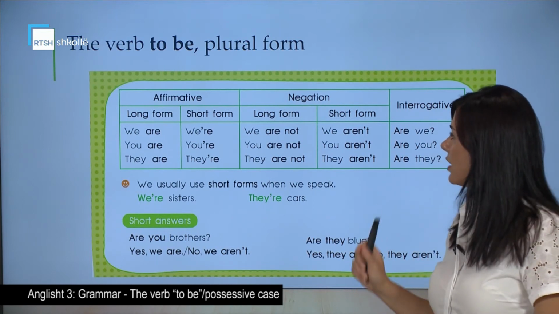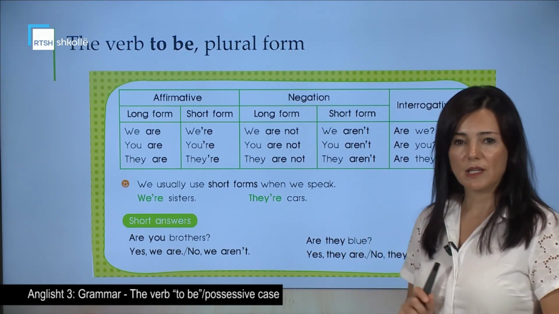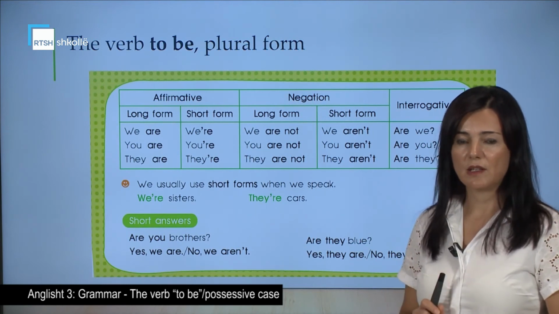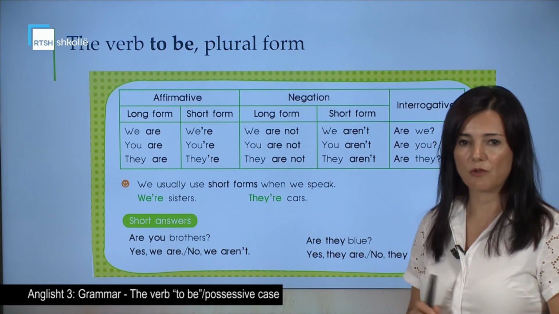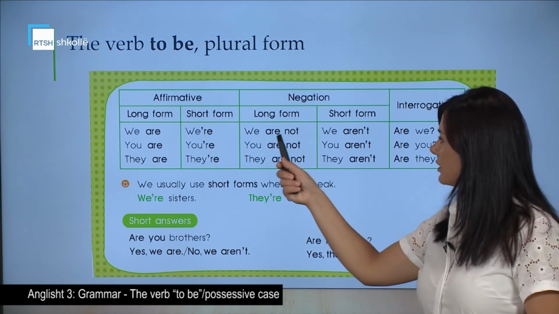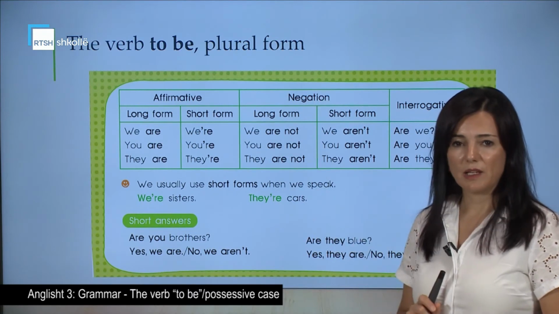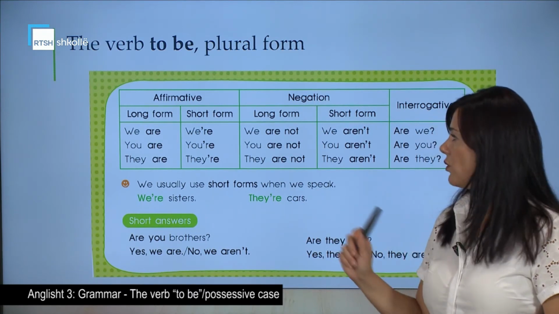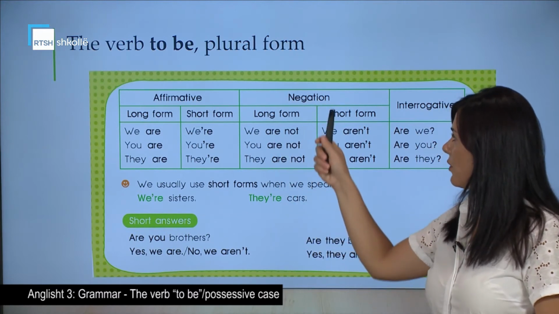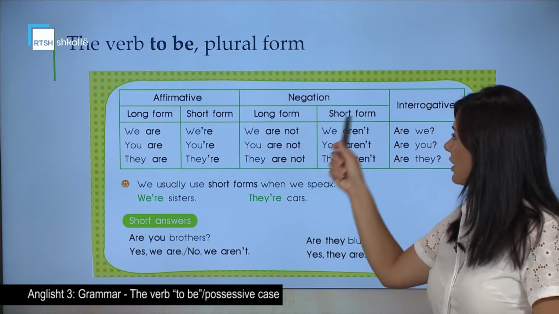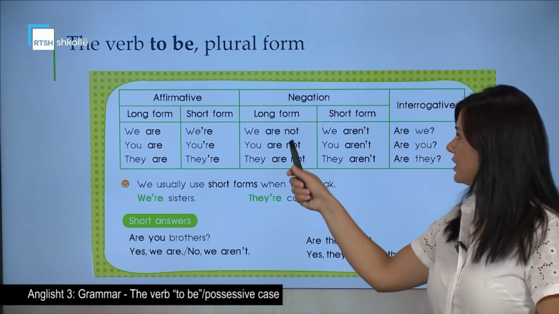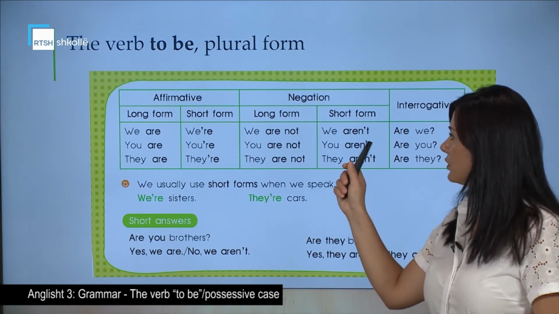Now, let's go on with the negative form. How do we form this negative form? We form it by adding the word not to the verb to be. Also, the negative form has the long and the short form.